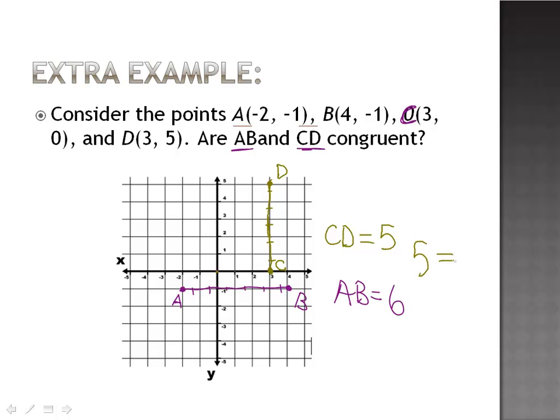Is 5 equal to 6? Well, no, that's not true. So is segment AB congruent to segment CD? No, because their distances are not the same. And that's the end of our lesson.